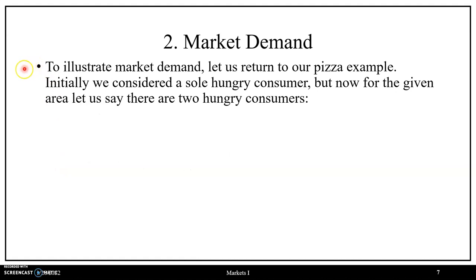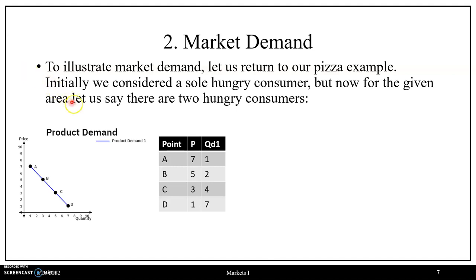To illustrate this concept of market demand, let us return to our pizza example, where initially we considered a sole hungry consumer, but let us now say in the area there are two hungry consumers. So we have our first consumer, where we have their product demand curve and schedule on the left, price on the vertical, quantity on the horizontal, downward sloping curve, that inverse relationship between price and quantity demanded, where at each price point we have the quantity demanded of pizza slices that this initial consumer is willing and able to purchase.